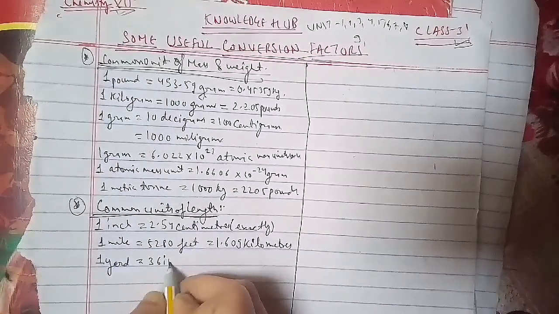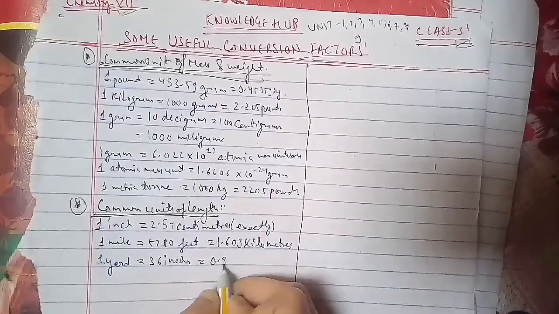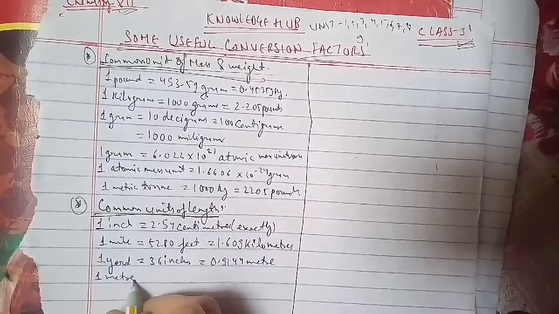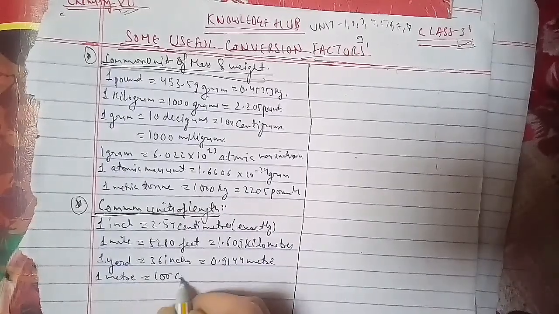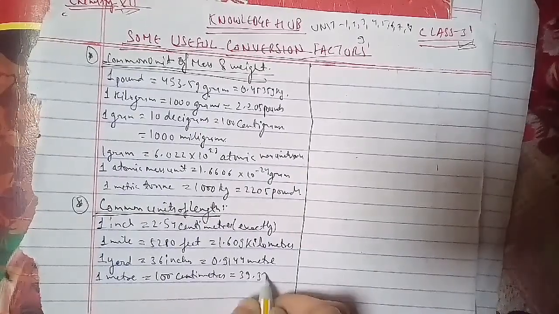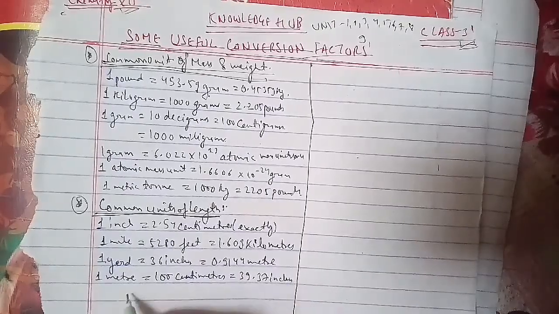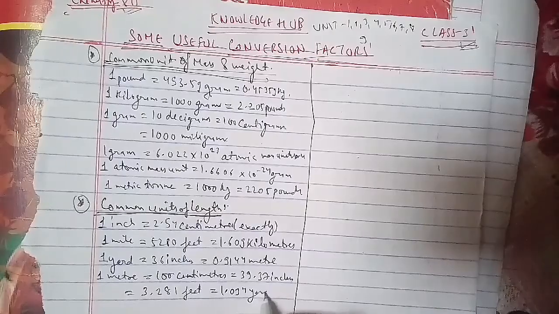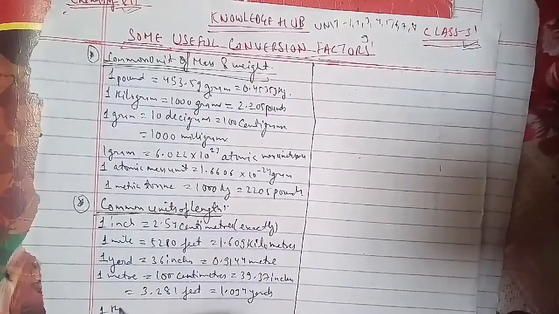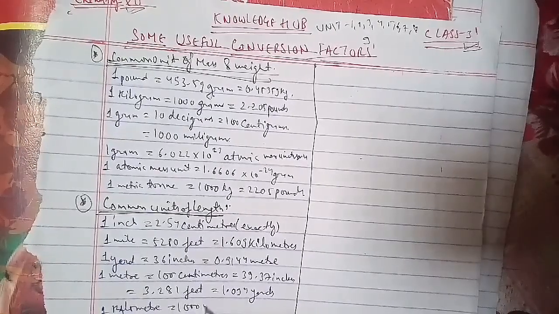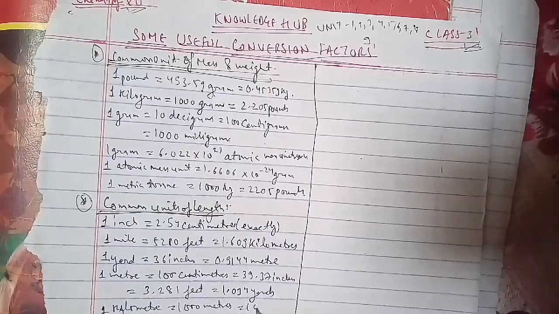1 meter, 100 centimeters, equals 39.37 inches, which is equal to 3.281 feet and 1.094 yards. Here we have 1 kilometer equals 1000 meters, that is equal to 1094 yards and 0.6215 mile.